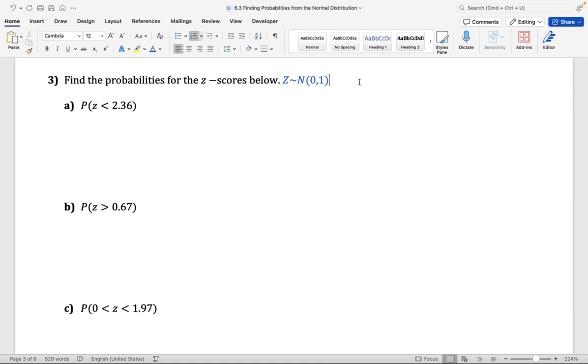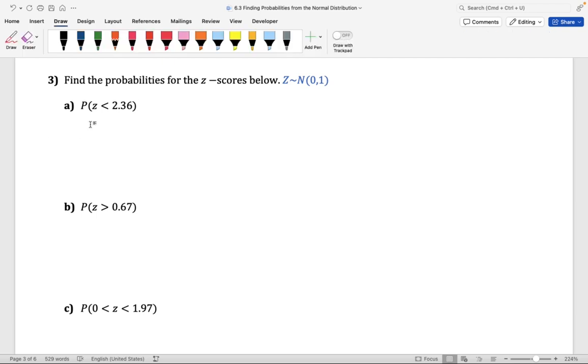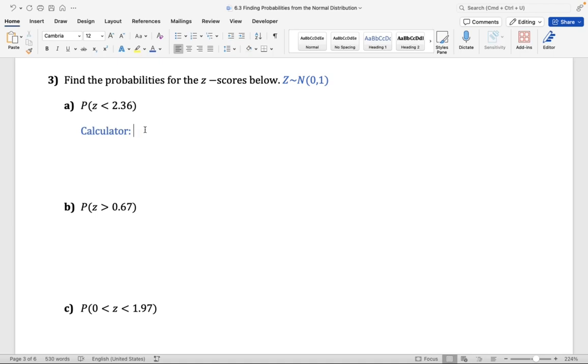With that being said, you should be able to find the probabilities below. I'm not going to give you the final answer for these probabilities. I'm only going to enter the functions that we're going to use. Let's go ahead and talk about these probabilities. If you're wanting to find the probability of a z-score being less than 2.36, then using a calculator, we're going to use normal CDF. The lower bound is -1E99. The upper bound is 2.36. The mean is 0 and the standard deviation is 1.